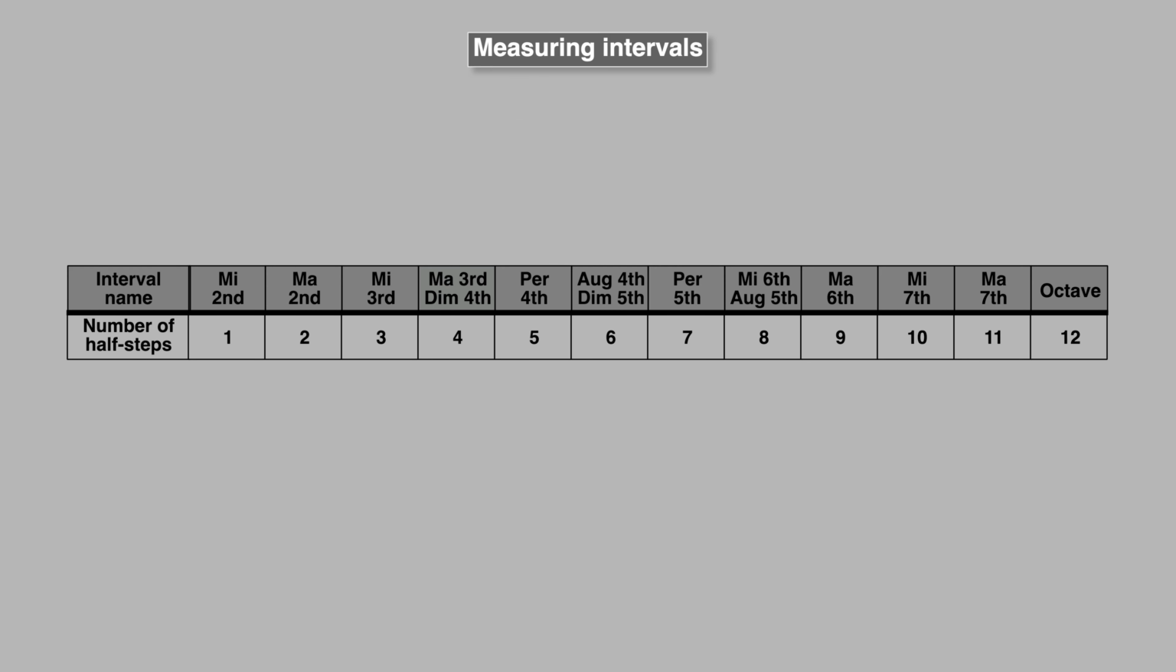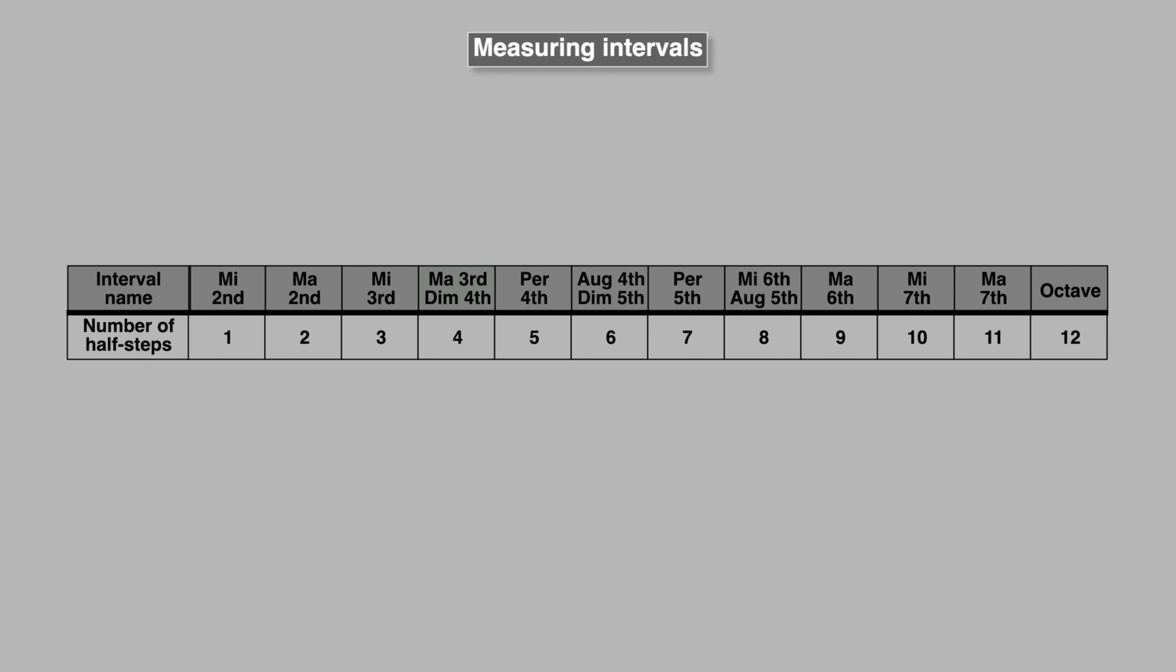In this video, you will learn what an interval is and how to measure it. An interval is the distance between two notes. Each interval has its own sound and name. In this chart, I have written all intervals in an octave, so there are 12 half steps in an octave. An interval name consists of two components, a number and a description.